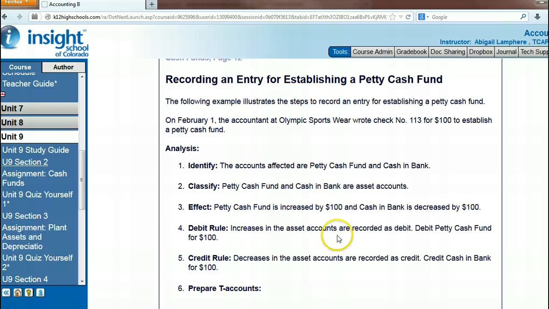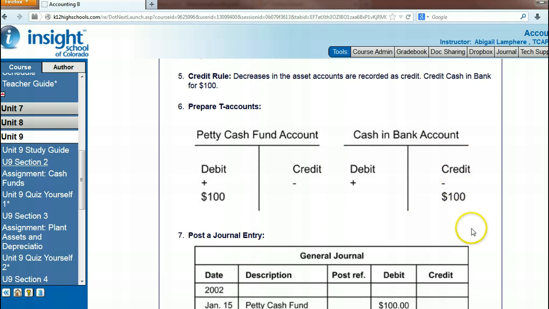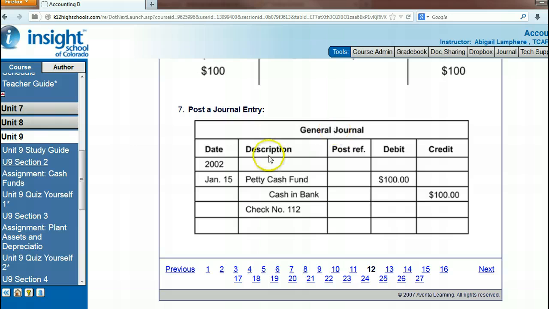Okay, recording an entry for establishing a petty cash fund. This is the same kind of look that we saw when we established our cash funds for our cash register. On February 1st, Olympic Sports wrote check number 113 for $100 to establish a petty cash fund. So again, we're crediting our cash in bank. We took that money and we put it in our petty cash fund. Both are asset accounts. We're just moving that money over. This is what that journal recording would look like.